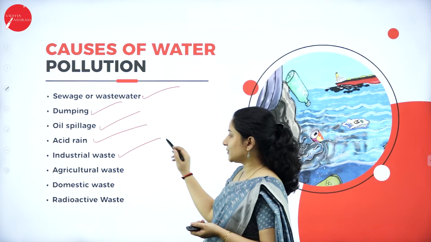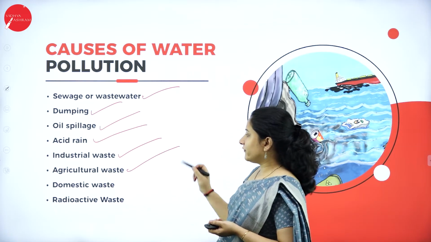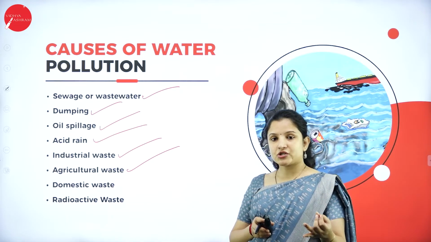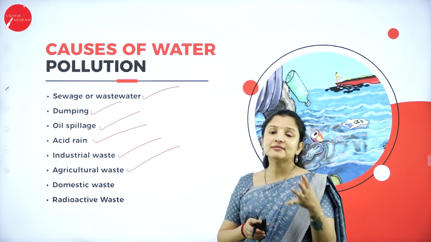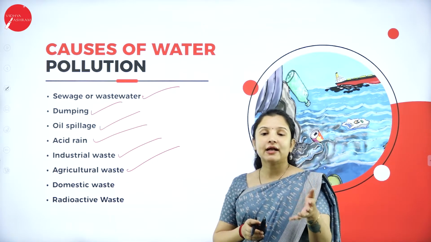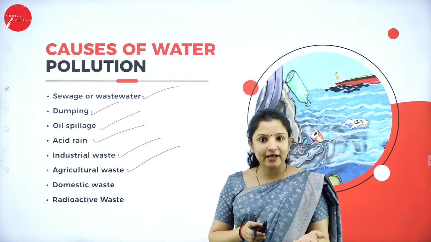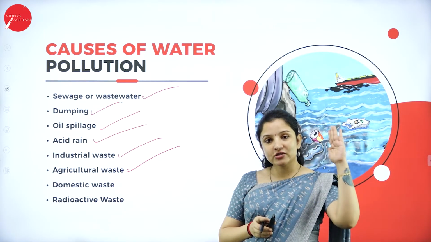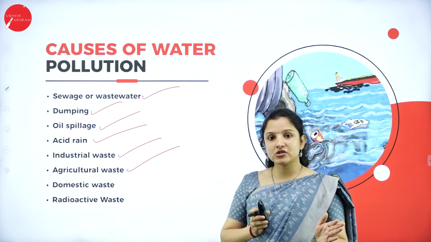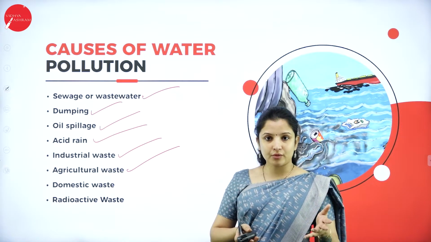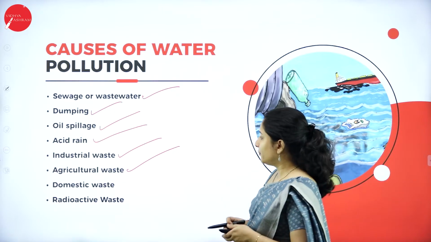Next is industrial waste, then agricultural waste. There are chemicals like nitrogen, phosphorus, potassium, then we have urea. There are various chemicals, insecticides, pesticides, weedicides, all of which are used by farmers during agriculture. Whenever there is a heavy rain, all that will get washed off from the agricultural field, and it will enter nearby streams, lakes or water bodies, therefore causing water pollution.